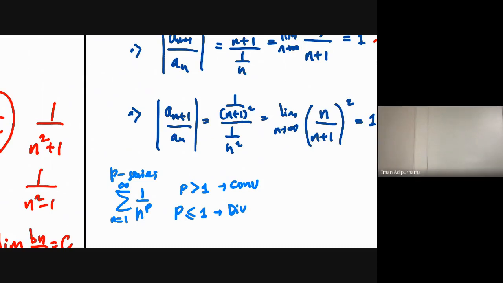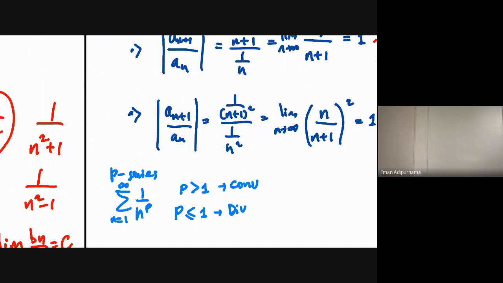And sometimes, when you remember the P series, it might come in handy. For example, if you want to use the comparison test, one of the best ways to compare is the P series. So whenever you find any fractions that you can bound with an inequality against the P series, you can go directly to the comparison test. That's much simpler than the ratio test.